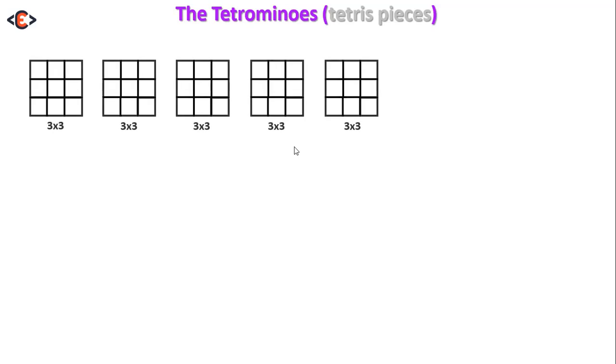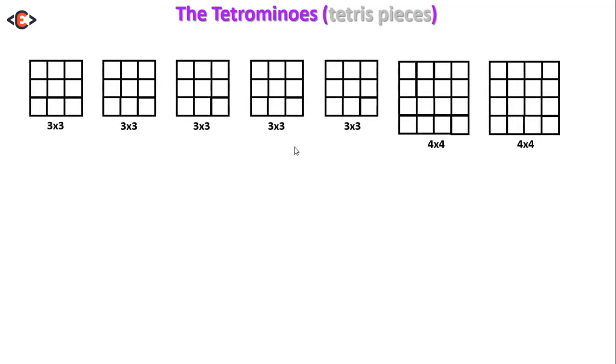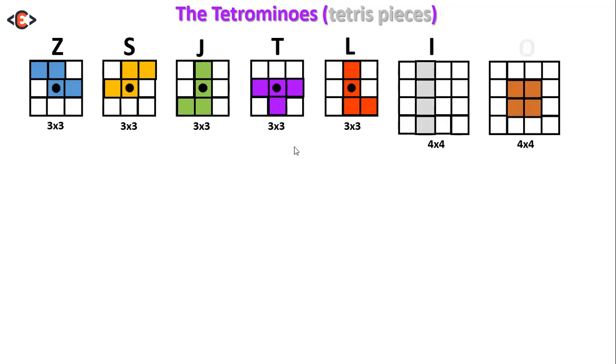The Tetrominoes or the Tetris pieces. There are 7 Tetris pieces. 5 of them are a 3 by 3 array and 2 of them are 4 by 4 array. Let's say if we give this a color, this square, and this one, and this one, and this one, and we keep all the others vacant, then we just created the Z piece. This is the S1, the J1, the T1, the L1, and this is their axis of rotation. This is the I piece, and this is the O piece, and this is their axis of rotation.